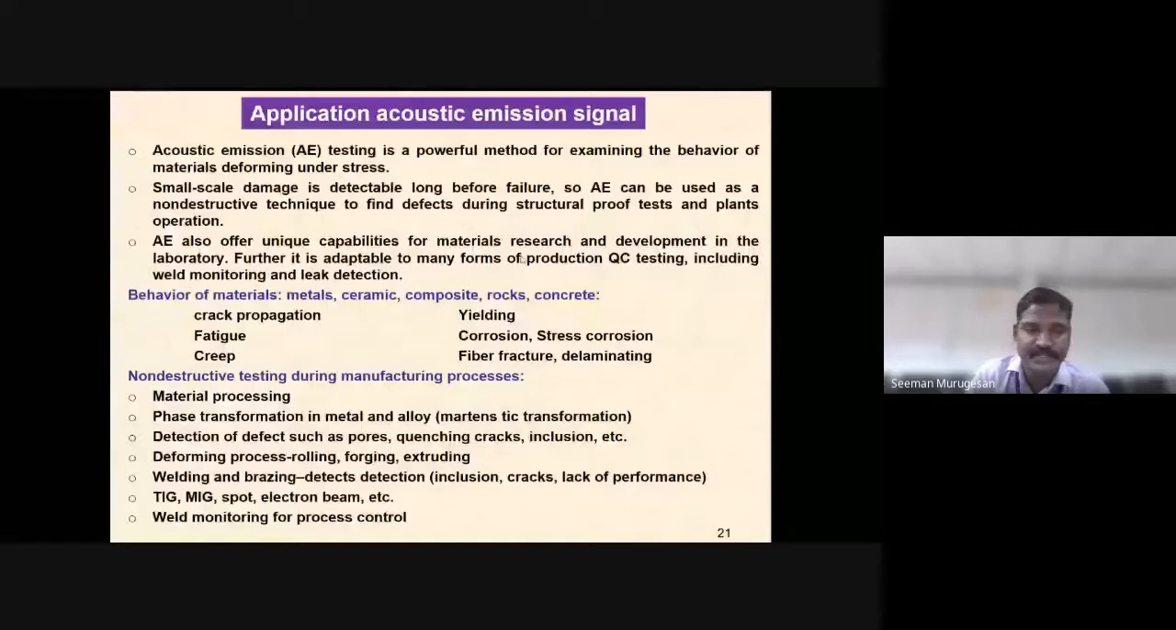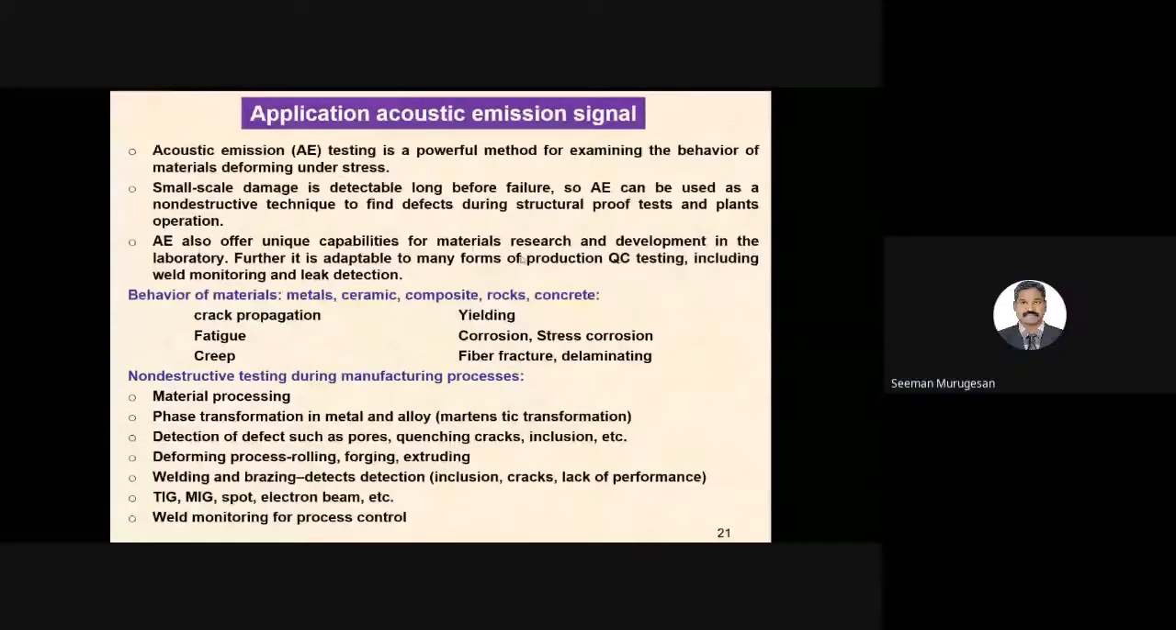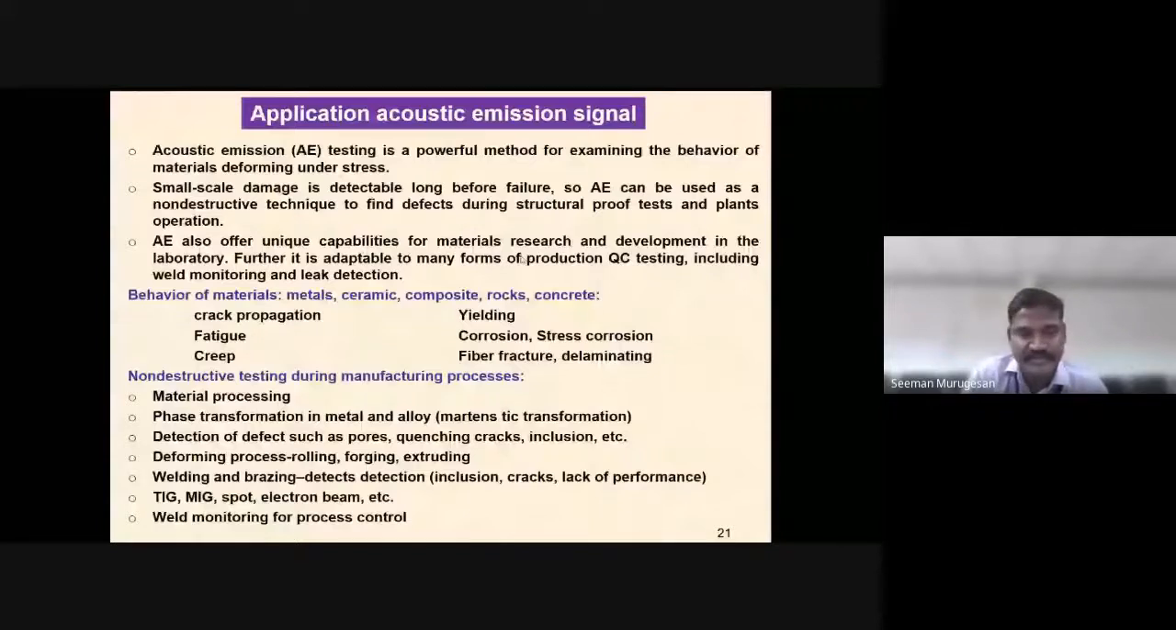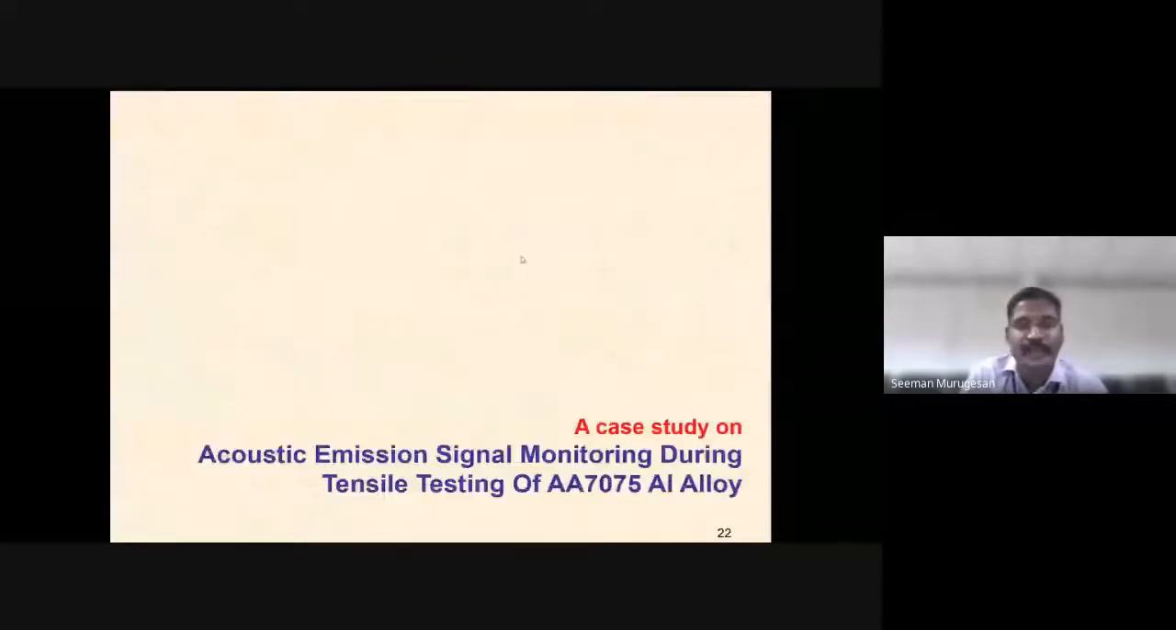Weld monitoring for process control. Even now, our department and two of my research scholars are doing research on weld quality monitoring during FSW and the linear friction welding process. Now, the introduction to sensors, instrumentation, and the basic history is over.